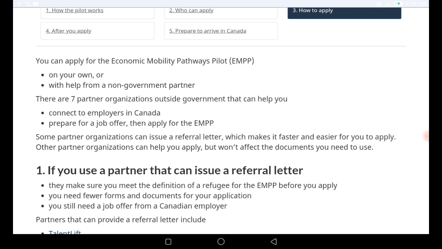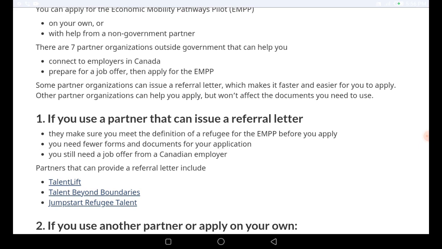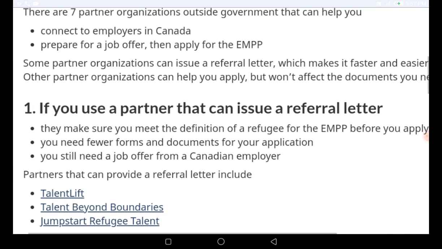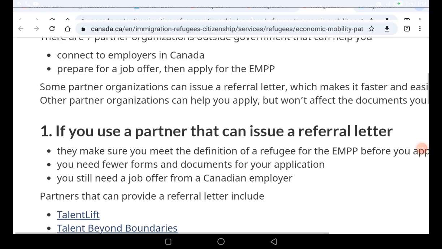Other partner organizations can help you apply but won't affect the documents you need to use. If you use those partners, then you will still have to submit the same number of documents that you need to submit right now. Okay, if you are going to be using a partner that can issue you a referral letter, they make sure you meet the definition of a refugee for the EMPP before you apply.